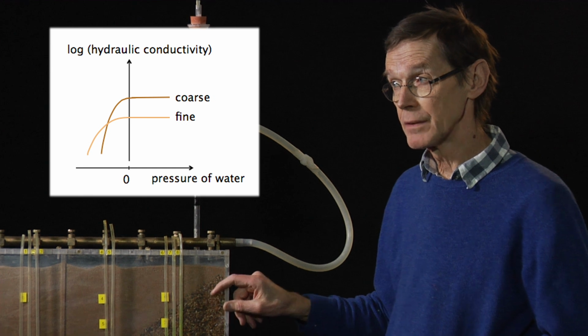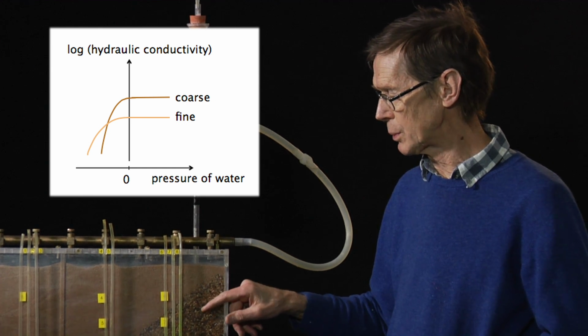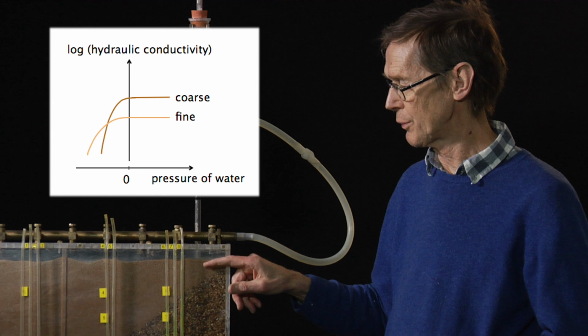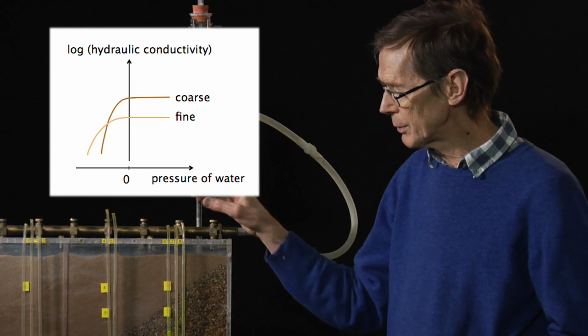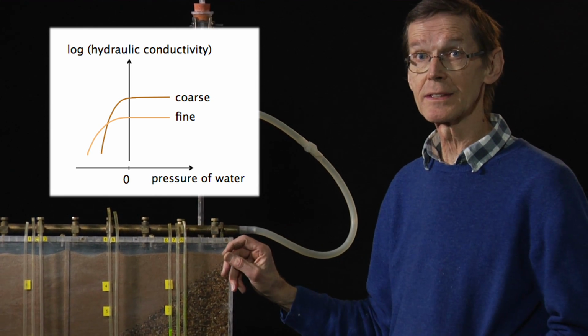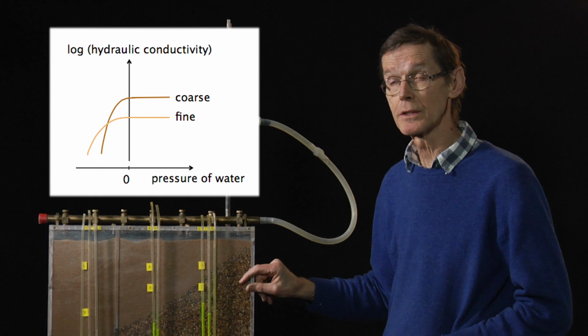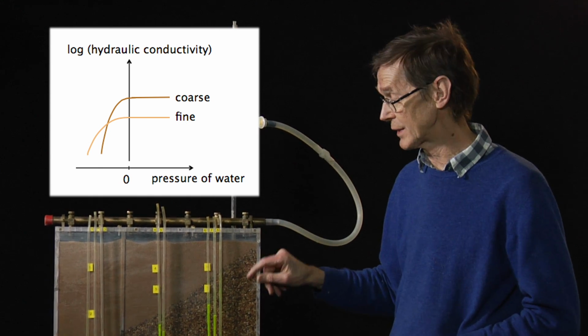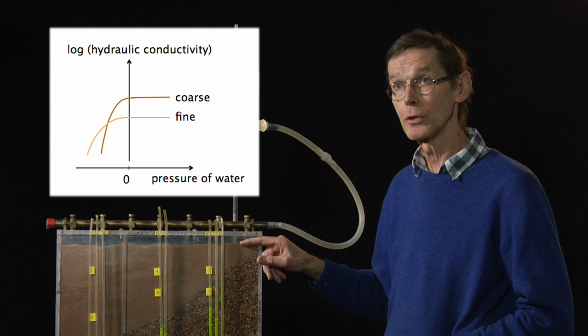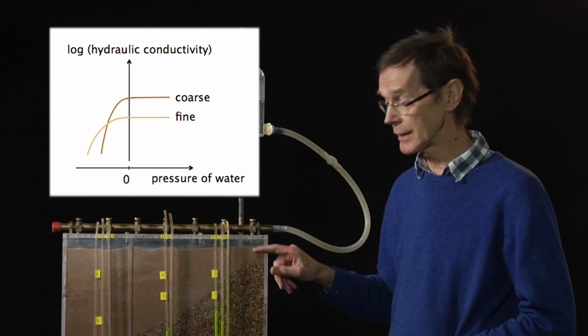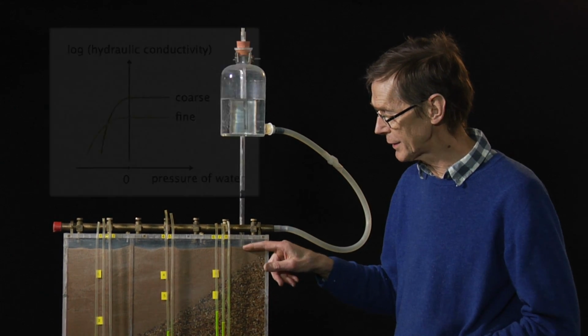At low pressures, the coarse soil has little ability to conduct water. But with pressures just below zero, and in saturated conditions, the coarse sand conducts water very much better than the fine soil. The saturated hydraulic conductivity is much higher here than there.